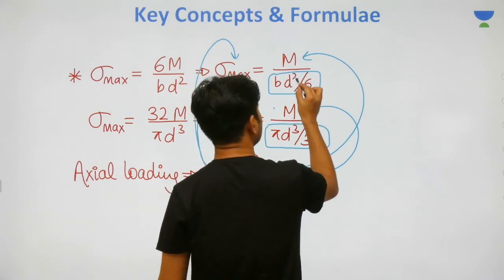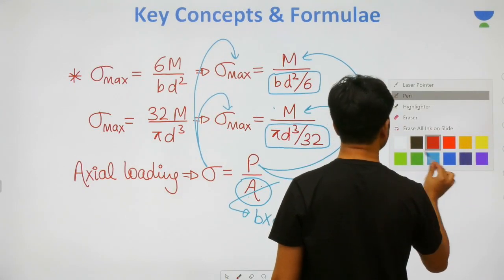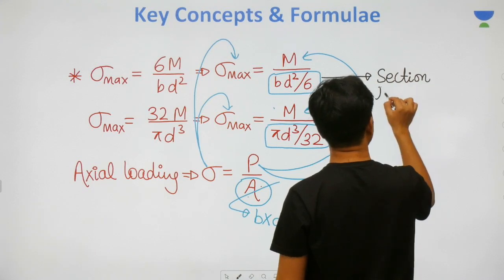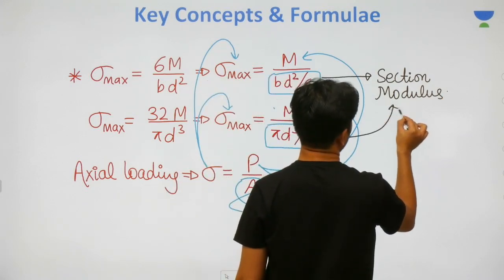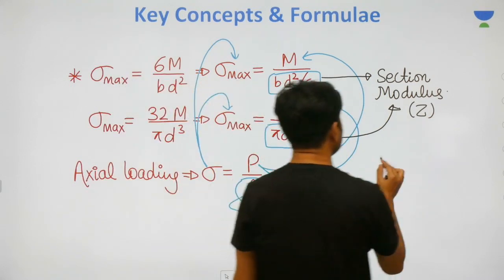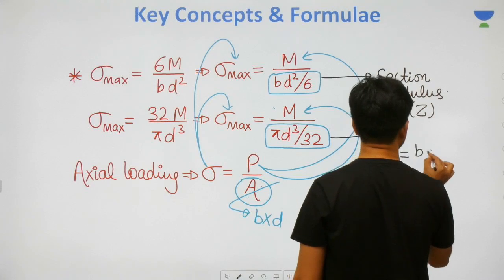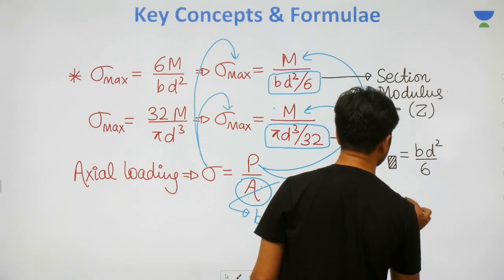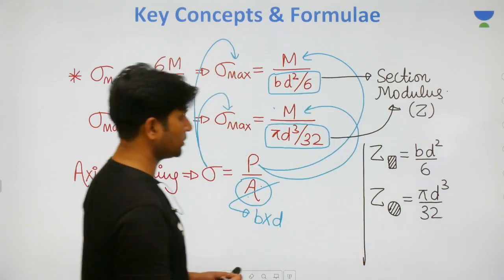This denominator is a function of only one thing, and that one thing is the cross section. Therefore, people named this the section modulus. People said that we'll call this parameter by the name section modulus, because it depends upon the section only, and we represent it as Z. So please do remember, for a rectangle the section modulus value is BD square divided by 6, and for a circle, my dear friends, the section modulus value is pi d cube divided by 32.